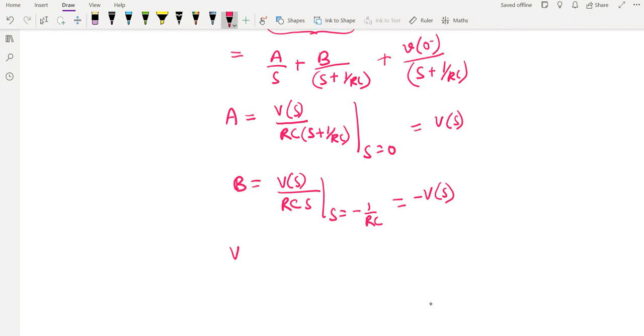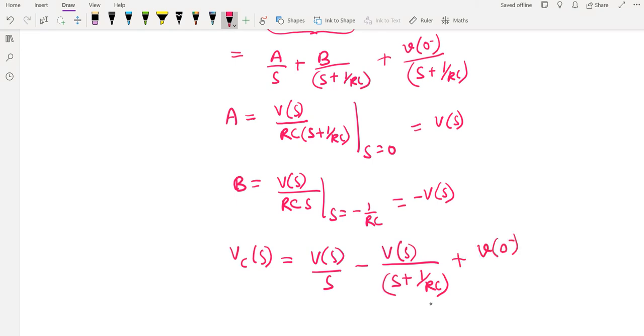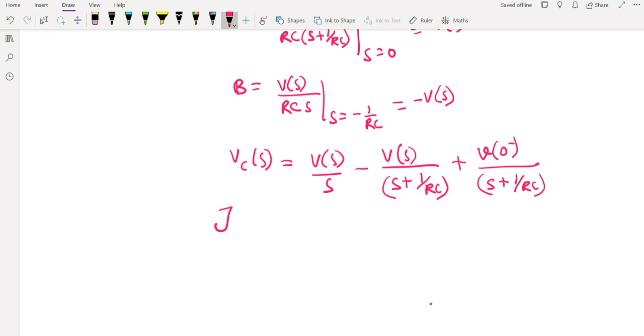So what we get? We get Vc(s) is equal to V(s) upon s minus V(s) upon s plus 1 by RC, plus v0 minus upon s plus 1 by RC. Okay, so now the final step is taking the inverse Laplace transform. Now we will take the inverse Laplace transform.